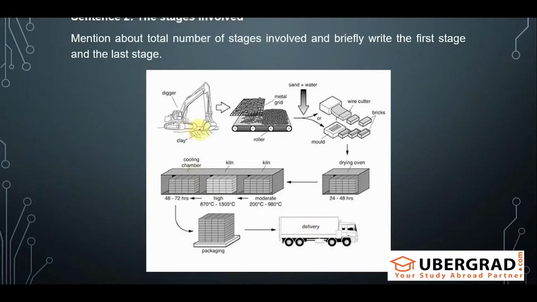Now, this is not the sentence 2, this is the overview. So what should you write in the overview? You should write overall, comma, number of stages involved and the first and the last stage. Write this down, guys. Okay. Overall number of stages involved and the first and the last stage.